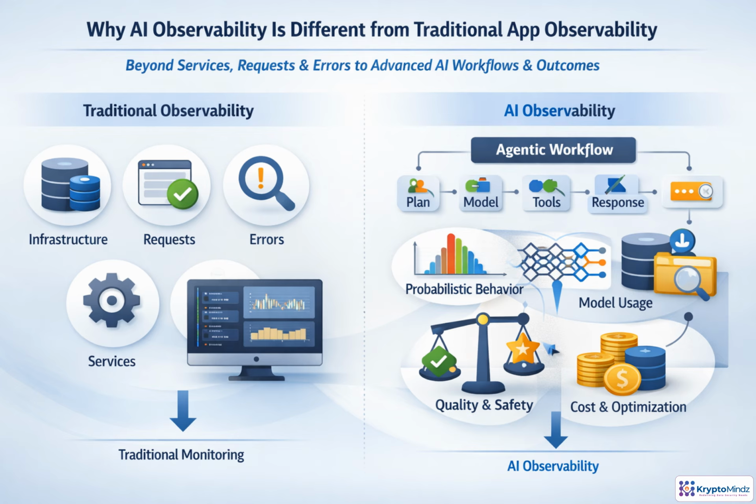That means monitoring tokens and latency is not enough. We also need visibility into reasoning paths, model choices, tool behavior, safety, user outcomes, and spend. In practice, observability becomes the control plane for AI FinOps governance.